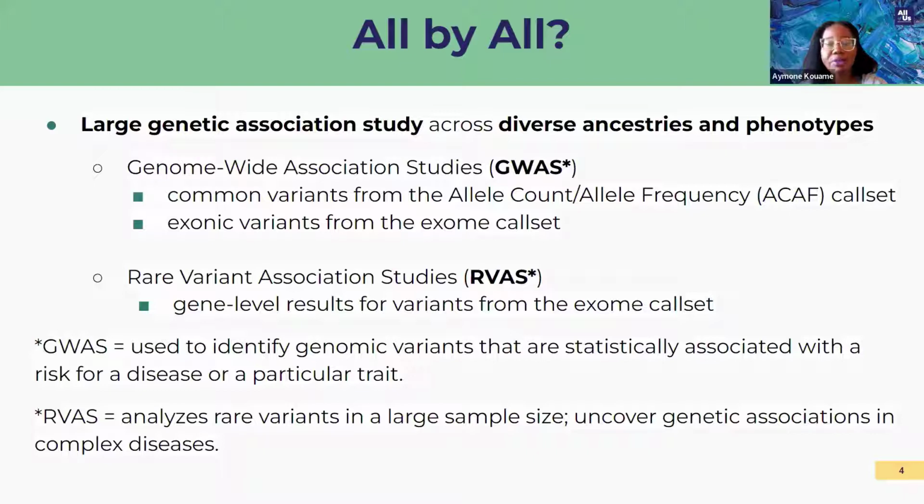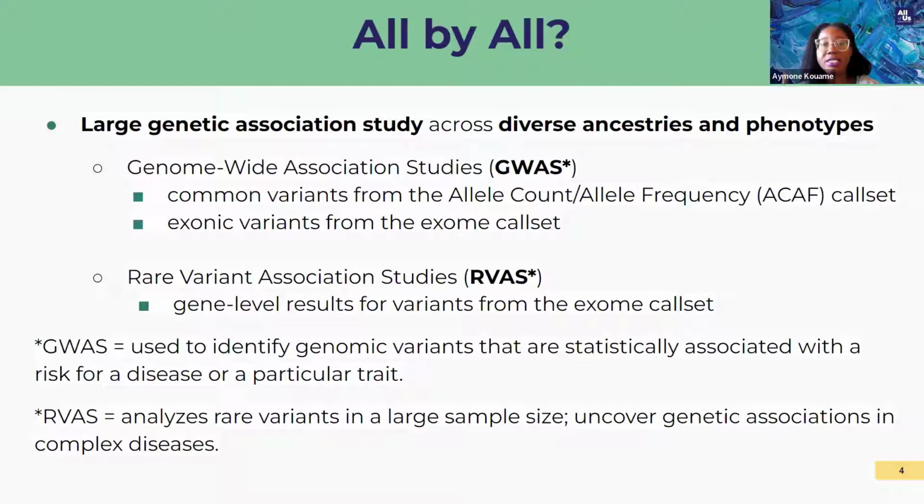So what is all by all? Essentially, all by all is a large genetic association study that was conducted across diverse ancestries and a wide range of important human traits and diseases. Specifically, two different association studies were conducted. The GWAS was conducted on common variants as well as on the exome call set. And then the RVAS was conducted on the rare variants for the exome call set. You probably are familiar with the definitions, but I just thought I would put it there.